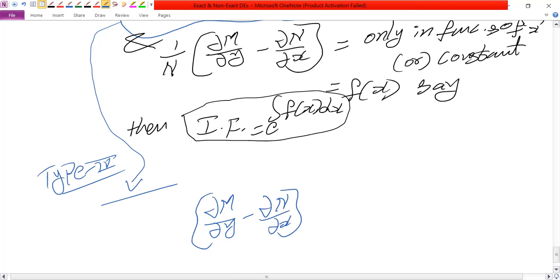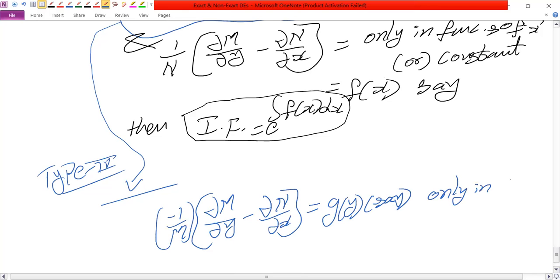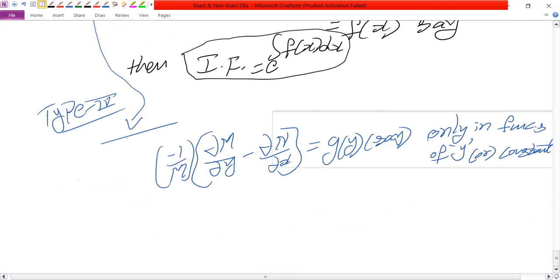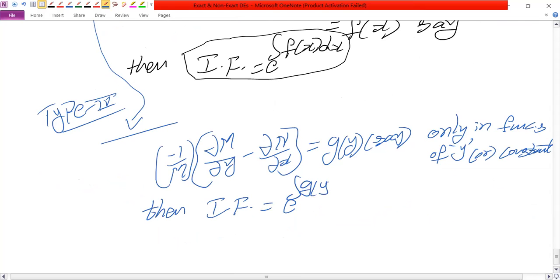If I am multiplying with minus 1 by m, you have to remember it: whenever you are taking m, you have to treat it as minus 1 by m. It must be only in functions of the y variable, or a constant. Then we have to take the integrating factor I of y equal to e power integral g of y into dy.